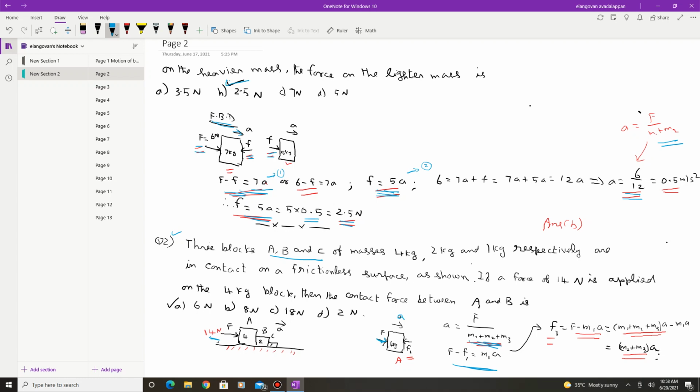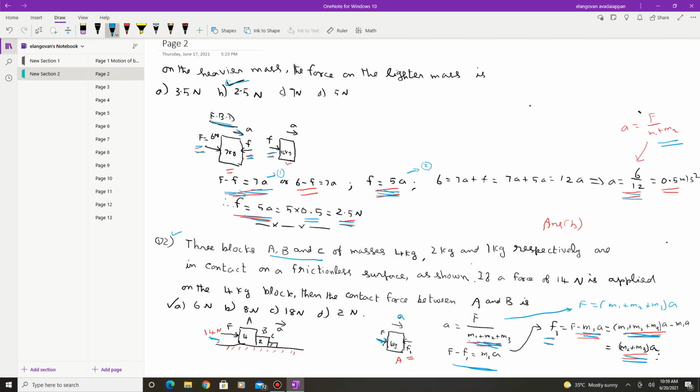So from this, F1 is equal to F minus m1a, and you can substitute the value of F. From this equation, F is equal to (m1 plus m2 plus m3) times A. So substitute the value of F here, and simplifying, you will get (m2 plus m3)a. That is your contact force.